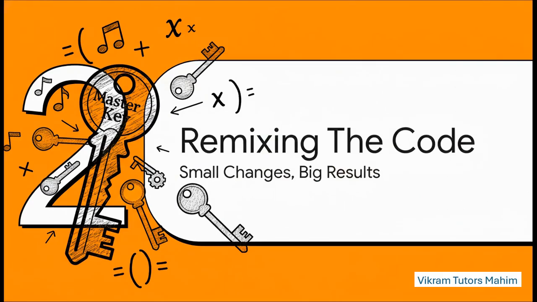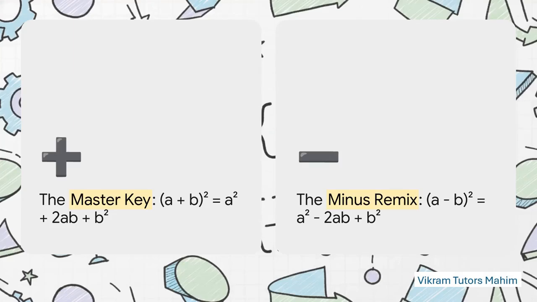Now that we have the master key, let's see how we can tweak it a little. You'll find there are a few simple remixes that let us handle slightly different but very common problems. Check this out. On the left, we've got our trusty master key. On the right, we've got the expansion for a minus b squared. Now look closely. Can you spot the difference? Yep, it's just one single minus sign. That is it. Instead of adding 2ab, you subtract it. The rest is exactly the same. Knowing that makes remembering both of them a piece of cake.